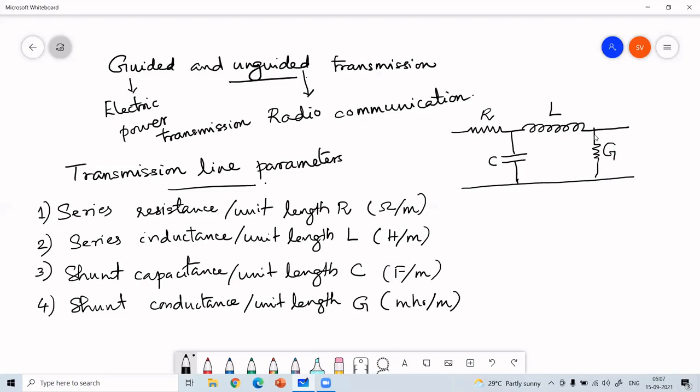You should remember that this resistance per unit length is not equal to the reciprocal of conductance. We know that resistance is the reciprocal of conductance, but here the conductance arises only due to the leakage of current in between the two transmission lines. So the resistance is not equal to the reciprocal of shunt conductance. Okay, these are the four transmission line parameters: the series resistance per unit length, series inductance per unit length, shunt capacitance per unit length, and shunt conductance per unit length.